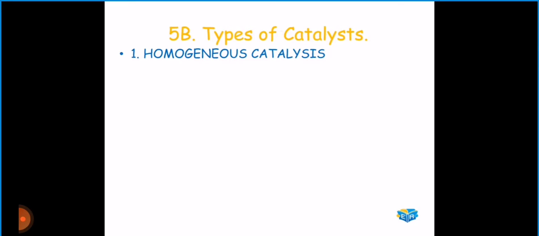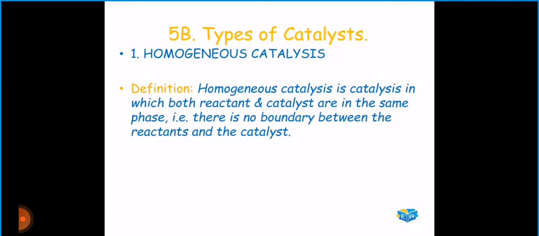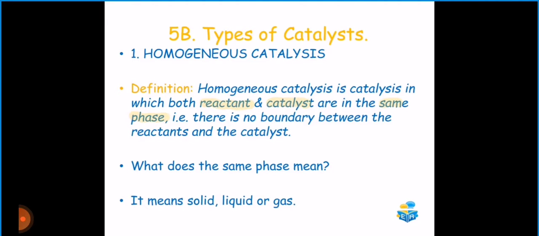Now, there's 3 types of catalysts that we're going to go through. So the first one is homogeneous catalysis. Now, homogeneous catalysis is catalysis in which both the reactant and the catalyst are in the same phase. So that means there is no boundary between the reactant and the catalyst. Now, phase, this is a new word for us. So to simplify it and explain, a phase just basically means a solid, liquid, or gas.